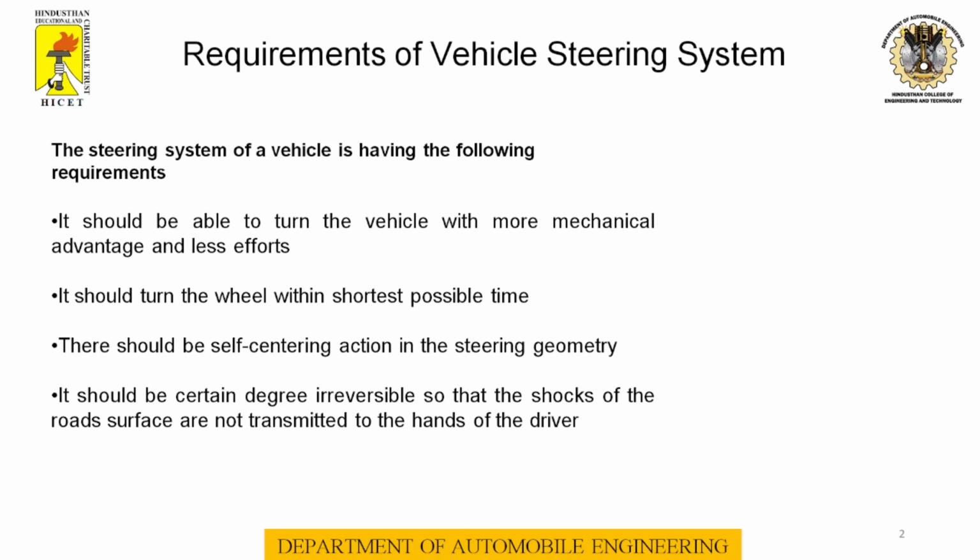A vehicle should have more mechanical advantage so that less effort is needed, and it should turn the wheel within a short portion of time. There should be a self-centering action in the steering geometry, and it also has to be a certain degree irreversible so that the shocks of the road surface are not transmitted to the hand of the driver. So these are some main requirements of a good steering system.